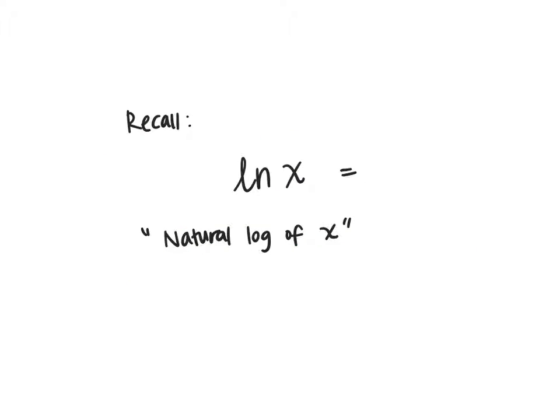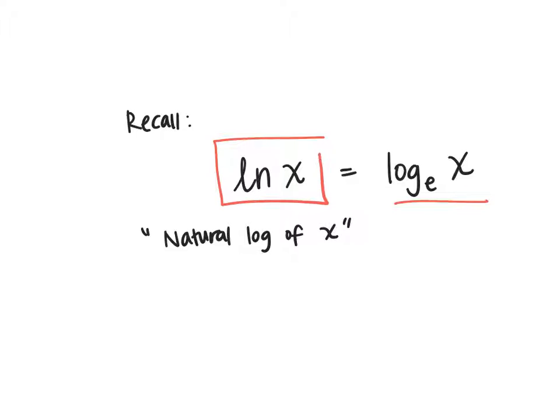Just a quick reminder that when you see ln of x, it's actually the natural log of x. That is the same as log base e of x. Remember e, it's about 2.7, but we never write it this way. We always write it as ln of x, the natural log of x. It's just proper notation.